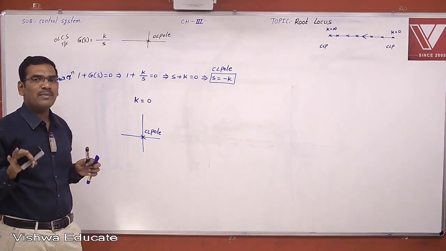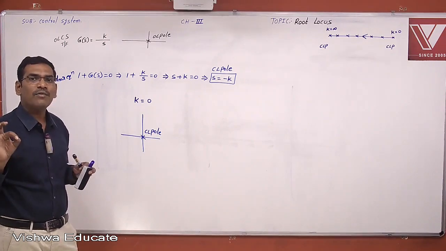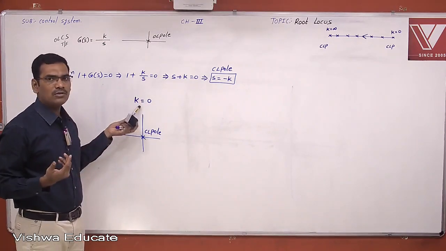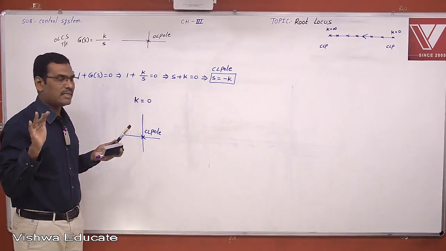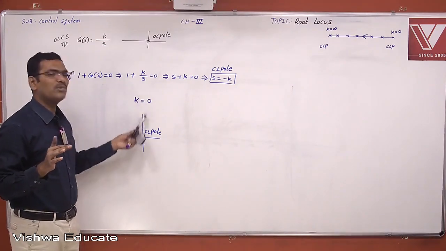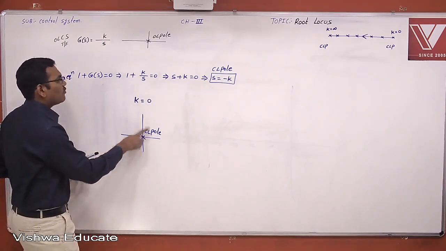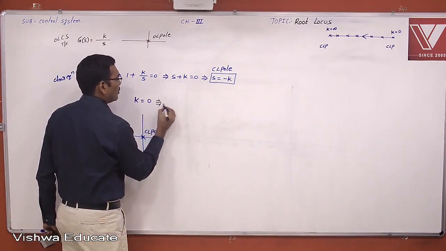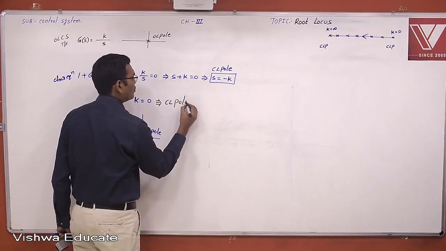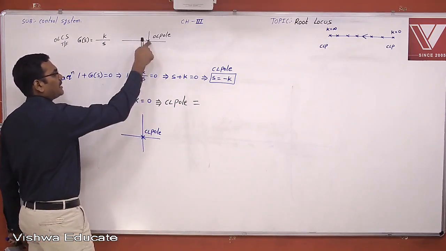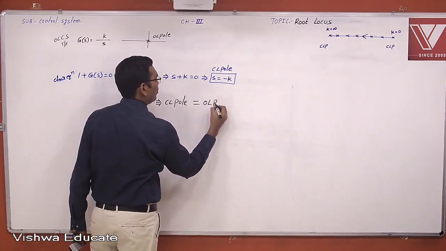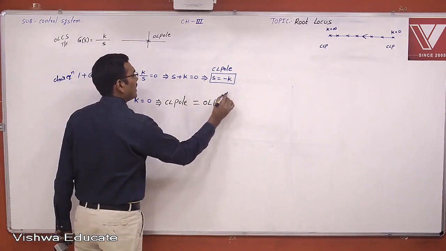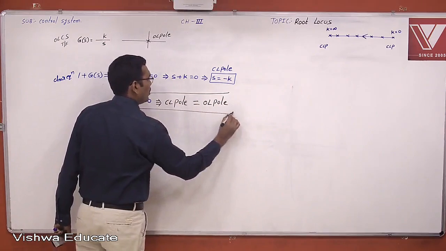So my point is, is there any difficulty in finding the closed loop pole at the starting point? The starting point is nothing but k equal to 0, the starting point of the root locus diagram. Don't worry, instead of the closed loop pole, you may take the open loop pole. Therefore, when system gain k equal to 0, the closed loop pole will be exactly the same as the open loop pole.